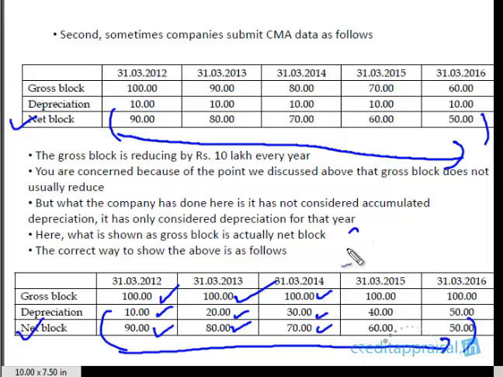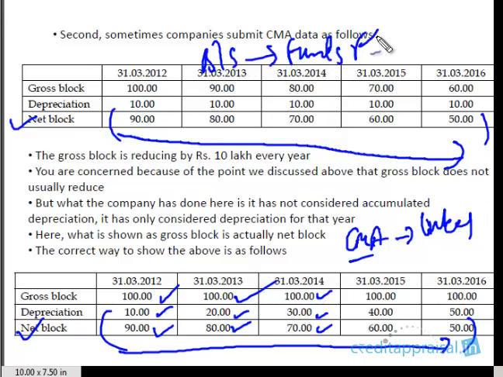What happens in the CMA data is all these are formula linked. So this balance sheet will be an input to what is known as the funds flow statement, which we'll discuss later. We haven't come to the funds flow statement yet, but this is an input to it. If there is a reduction in gross block, the funds flow will show us sale of assets.